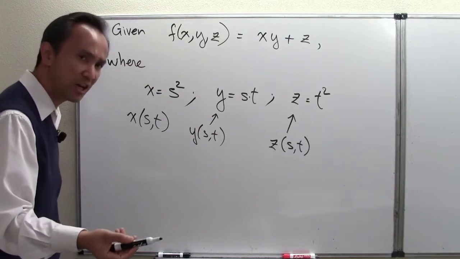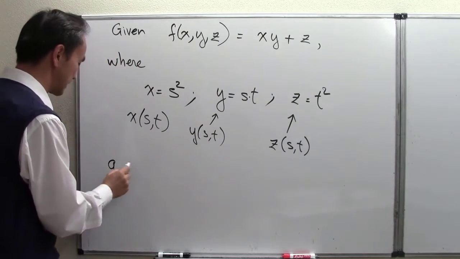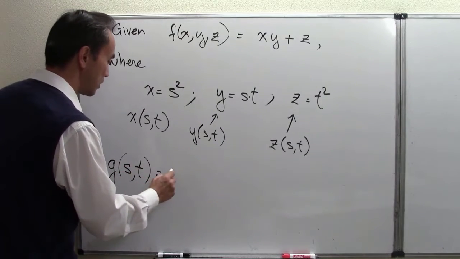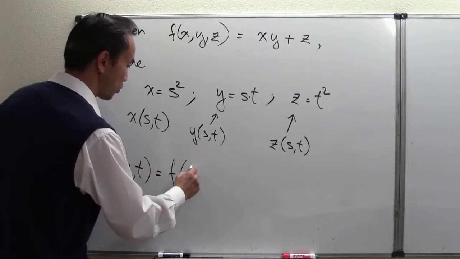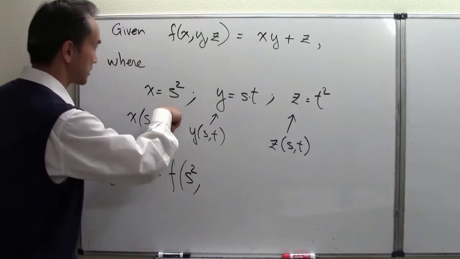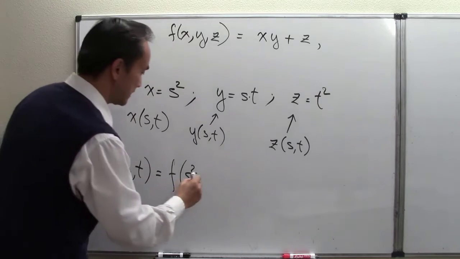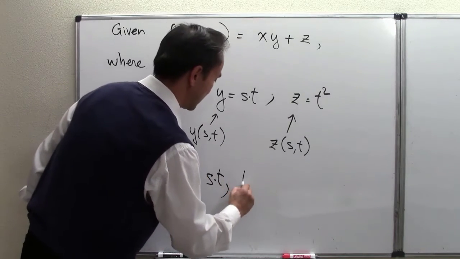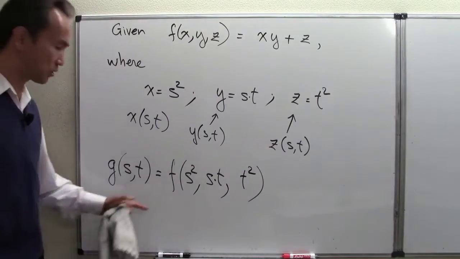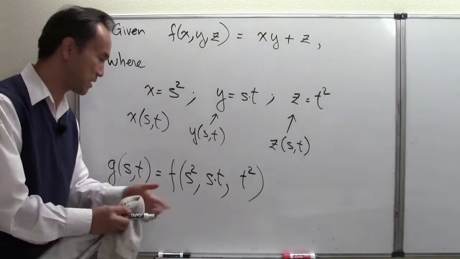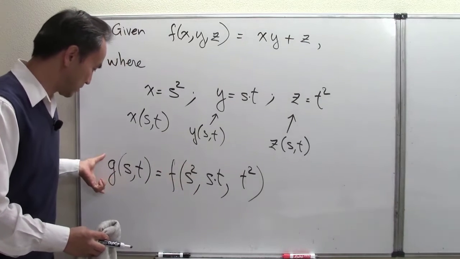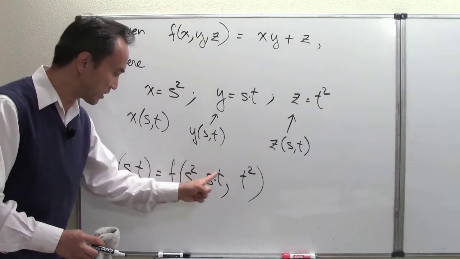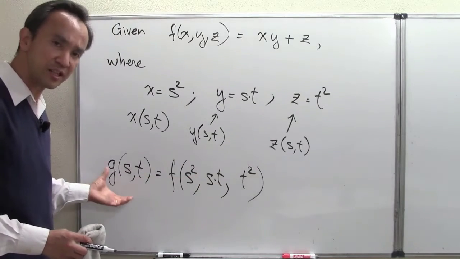And of course, it's going to look different from the original function. So let's call that g. But g here ends up with g of s comma t being equal to f at s squared comma, because s squared is substituting for x, comma, s times t, comma, t squared. And so what I meant earlier by a final function being g of s and t is that after we substitute, we're going to end up with a function in terms of s and t.